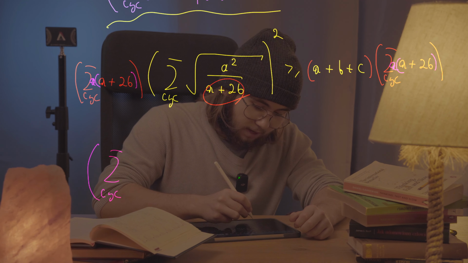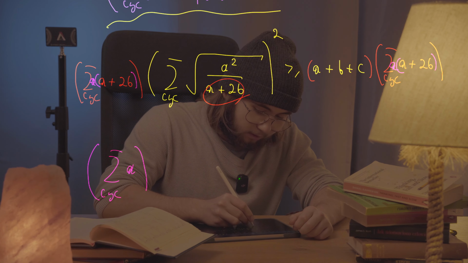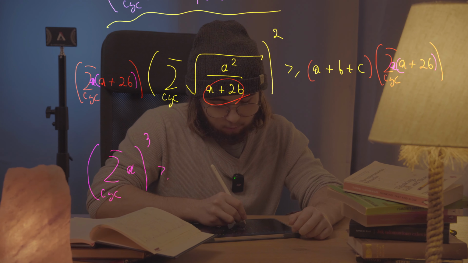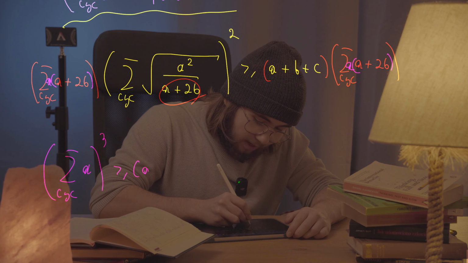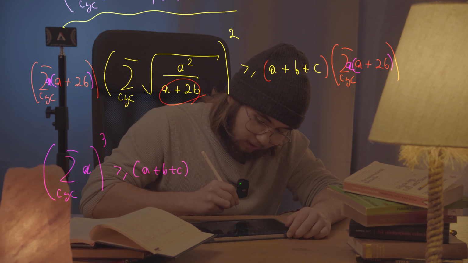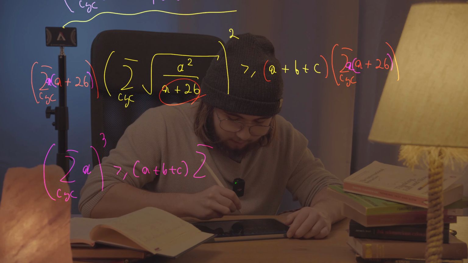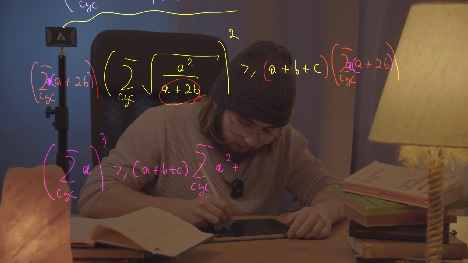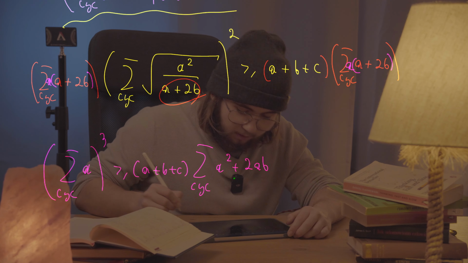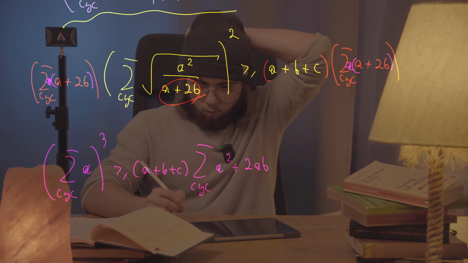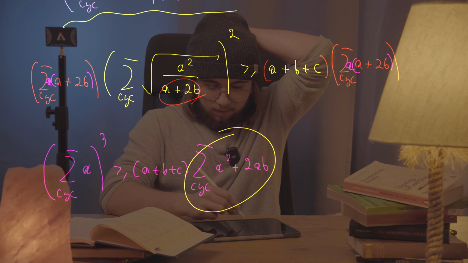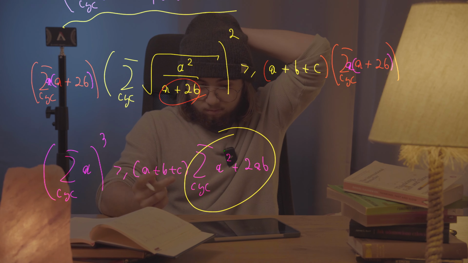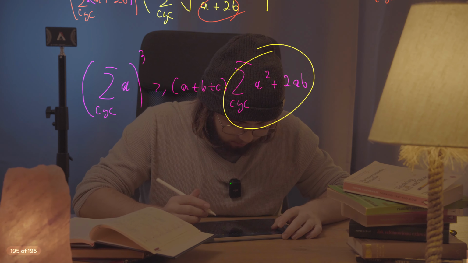I'm just going to get a cyclic sum of plain old a to the power of 3 on the left hand side, and on the right hand side it's going to be a plus b plus c, everything multiplied by the cyclic sum of a squared plus double ab. Okay, but what is this cyclic sum? How can I rewrite this thing? Let's see.